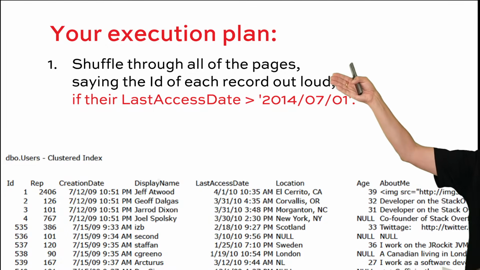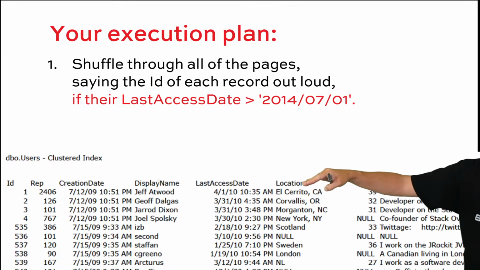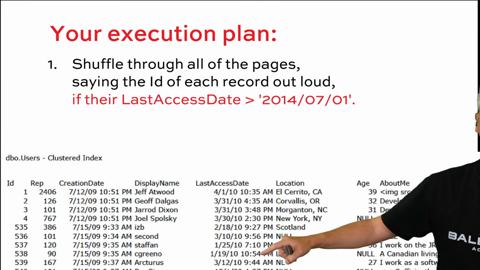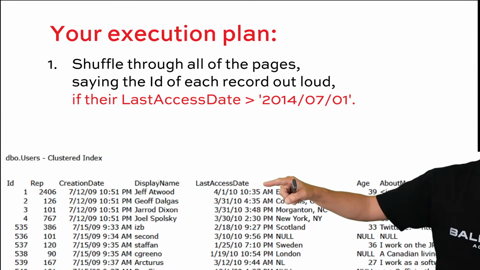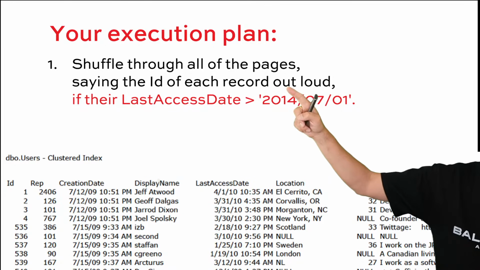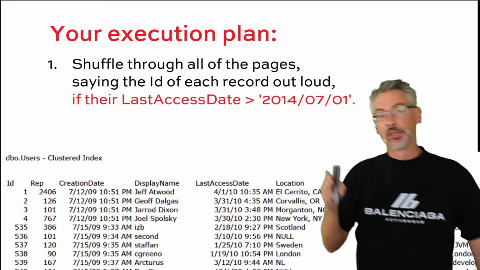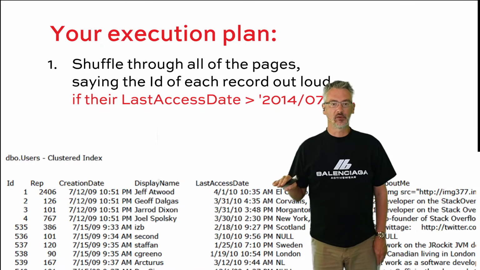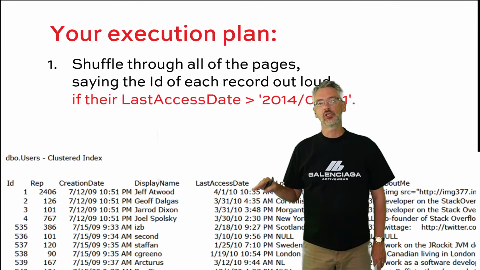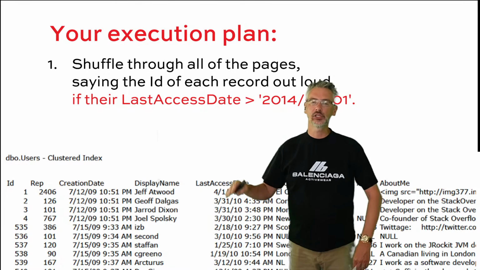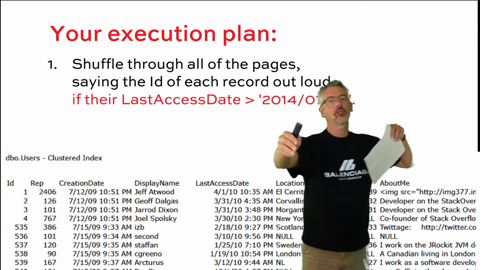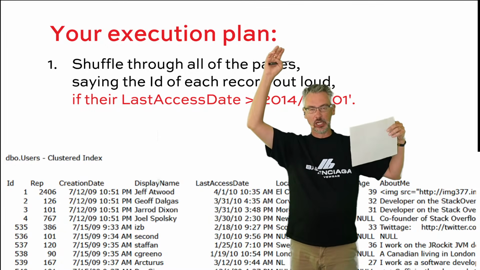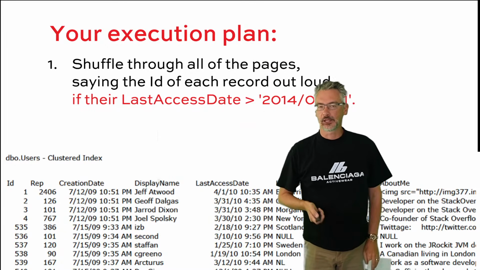You're going to go through all of the pages. You're just going to pick up the first page, and you're going to check each person's last access date, and then you're going to say the rows out loud for the IDs that match. The nice part is you don't have to write them down. You don't have to memorize them. You don't have to remember them from anything. Literally, the instant that you see a row that matches, you can yell it out. You can shove it down the network cable. Take that ID, and you don't have to remember anything.